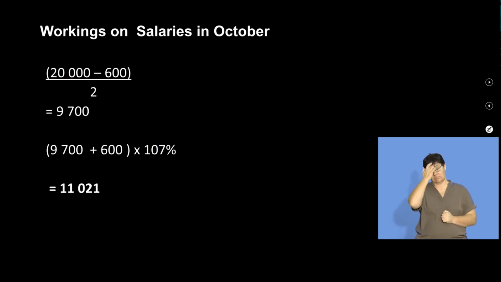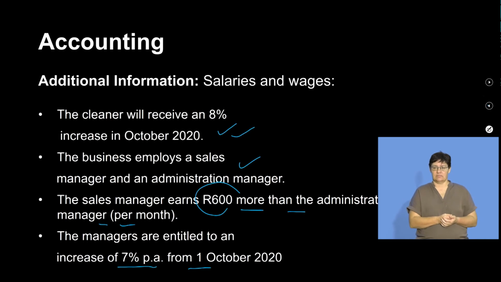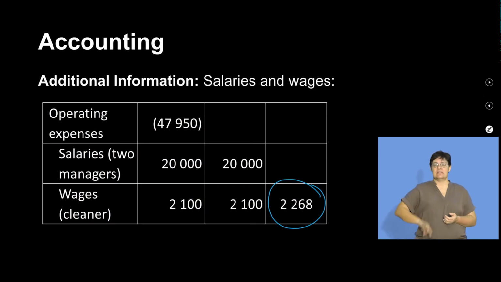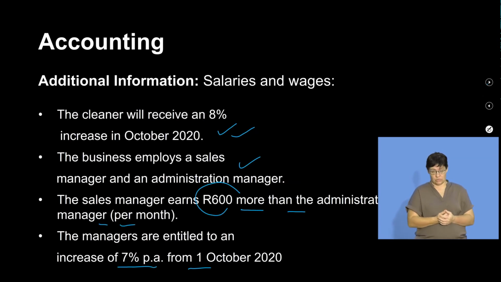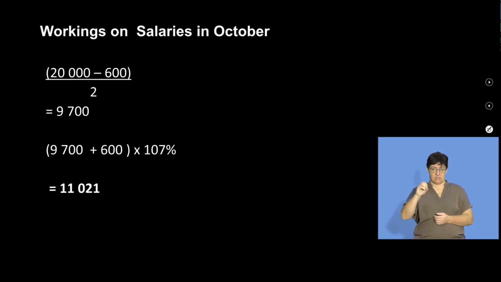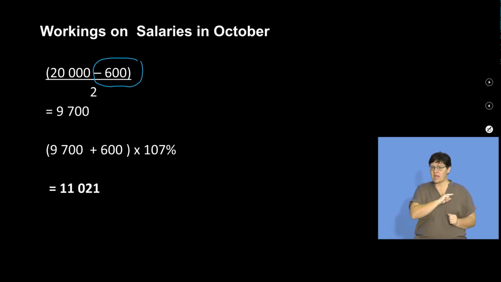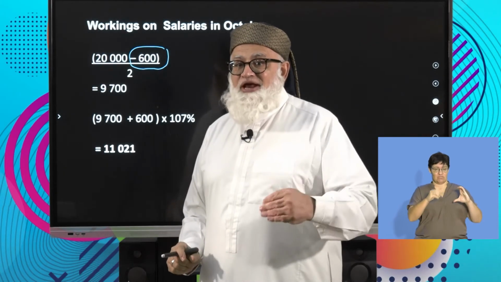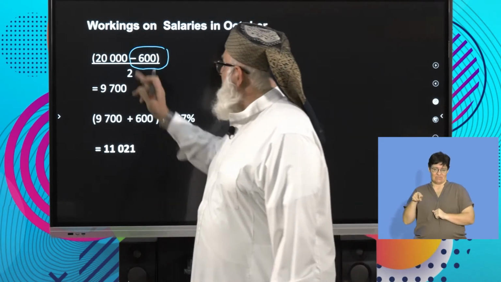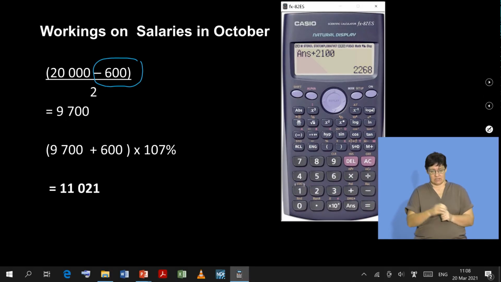Step number 1. Take the existing figure that we have here. The salaries of the two people together was 20,000. The first thing that you do is you take your 20,000 and minus the 600. Why? Because both of them don't earn the same salary. One earns 600 Rand more than the other. Once you've done that, you take your 20,000 minus the 600, and that will give you 19,400.